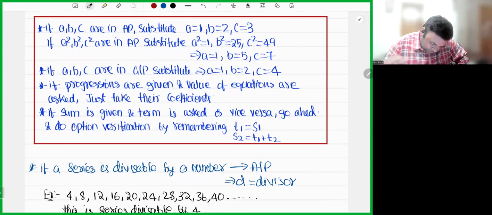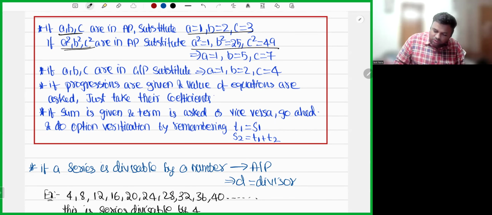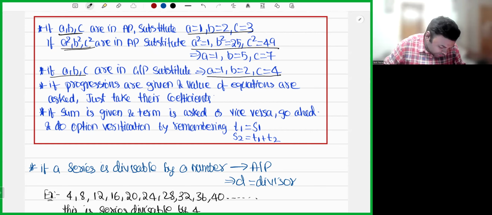Now see here. If A, B, C are in AP, you will substitute A equals 1, B equals 2, C equals 3. If A square, B square, C square are in AP, you will substitute A square as 1, B square as 25, C square as 49, that is, ABC will be 1, 5, 7. If A, B, C are in GP, you will substitute A equals 1, B equals 2, C equals 4. You can substitute any number other than this, but these are the simple numbers you can substitute. Sir, how will he ask the questions? See here how he will ask the questions.